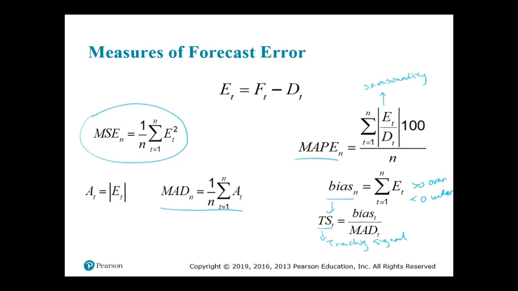So that's why tracking signal is used to compare the magnitude of bias with mean absolute deviation. So basically, if we see a tracking signal that's less than -6, then that means the method is significantly underestimating demand. If TS is greater than 6, then we are significantly overestimating.